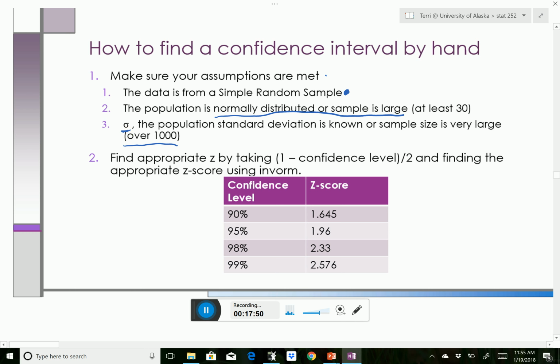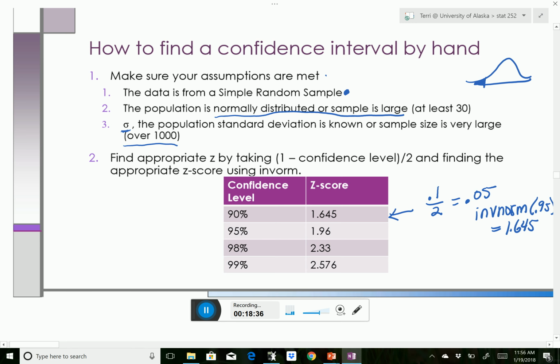And then number two, we're going to find the appropriate z by taking 1 minus the confidence level, divided by 2, and then finding the appropriate z-score using INV norm. So the way that I could find all of these z-scores, if I have a confidence level of 90%, then I want 0.1 over 2, which is 0.05, and I want to use INV norm. Now remember, if I give it 0.05, INV norm is going to assume that's an area to the left and give me a negative number. So I actually have to use 0.95, and that'll give me 1.645.